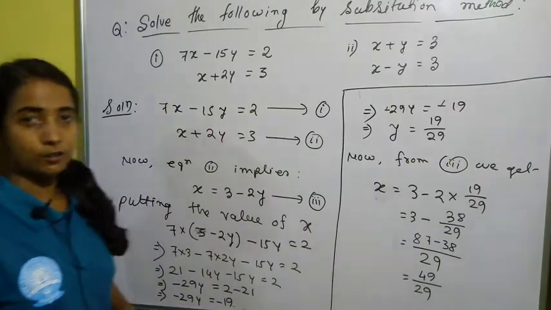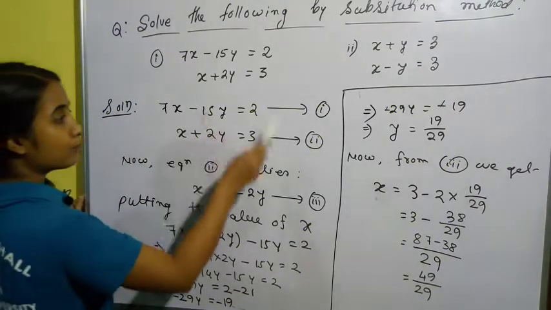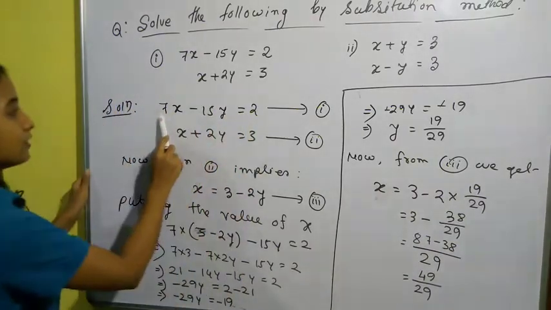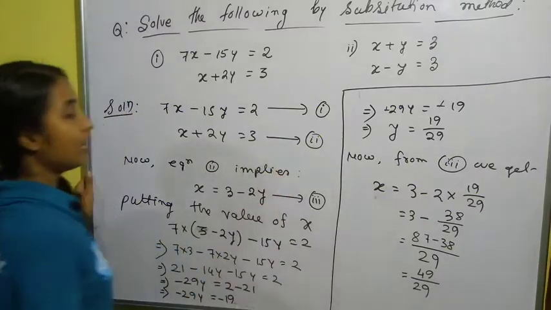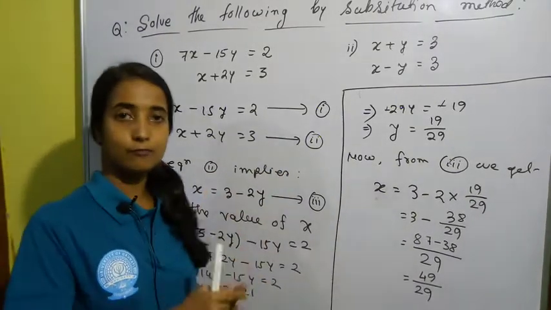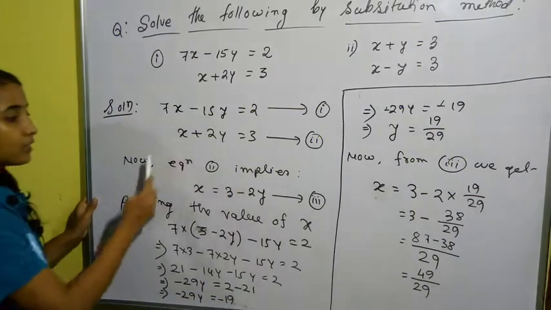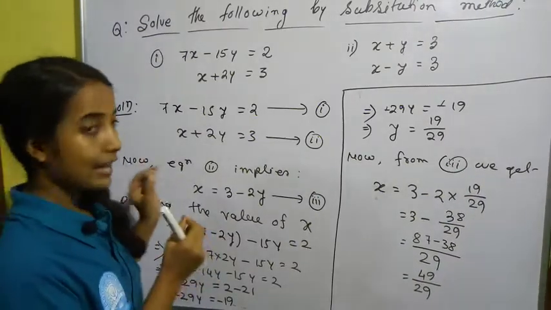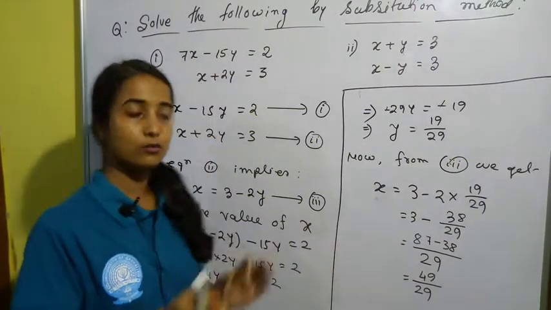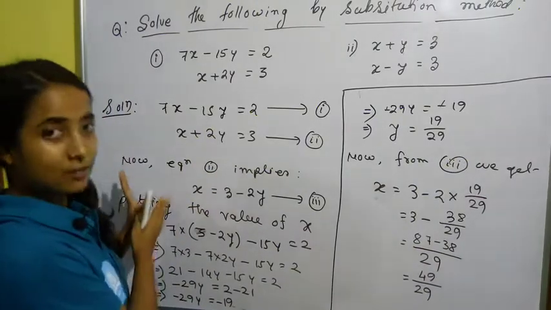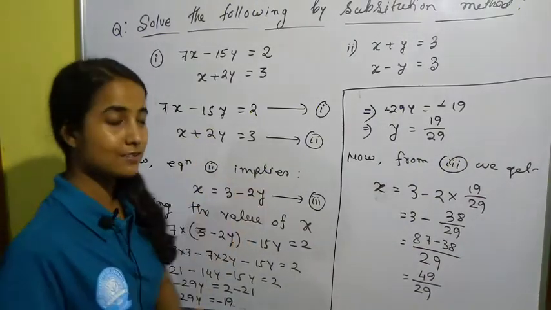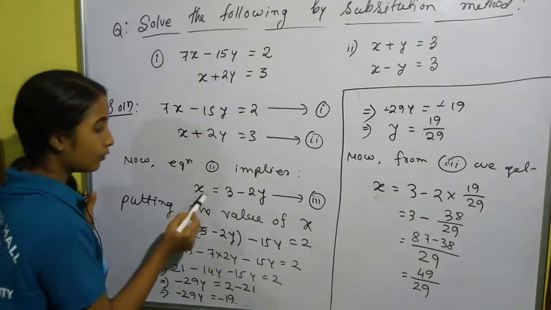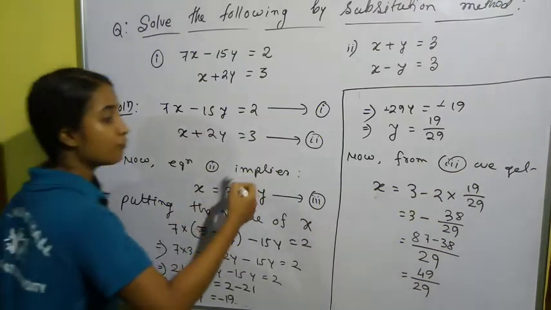See the method carefully. First of all, we have to give a number to the equations. First equation is number 1, second equation is number 2, and you can take any one of them for the further calculation. I am taking equation number 2. Equation number 2 implies that keep x or y, you can take y also, keep x in the left hand side and other part in the right hand side. I am writing here x is equal to 3 minus twice y. Here we are getting the value of x in terms of y.